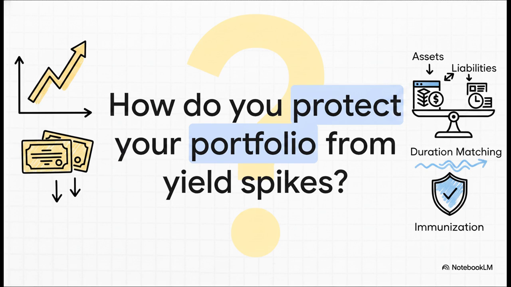This is where you deliberately match the duration of your assets to the duration of your future liabilities, so that any unexpected interest rate shocks essentially just cancel themselves out. It's a brilliant structural secret used by the world's top institutional investors. And honestly, with the foundational logic you've built up today, you are well on your way to mastering it yourself.